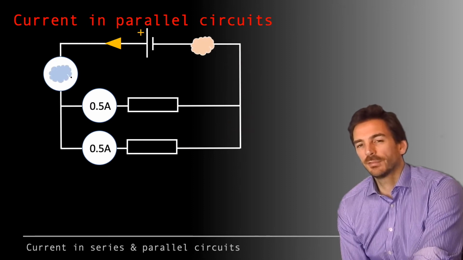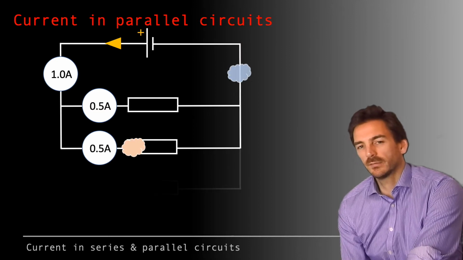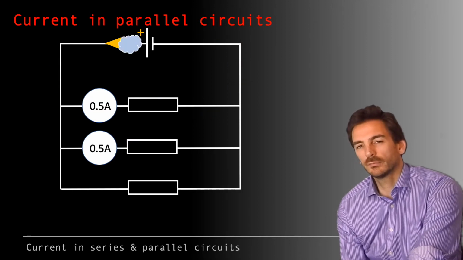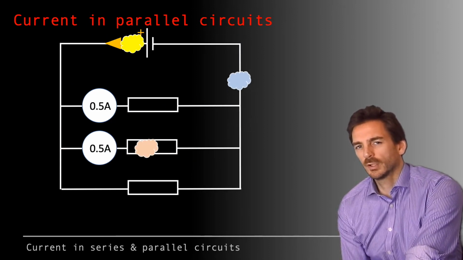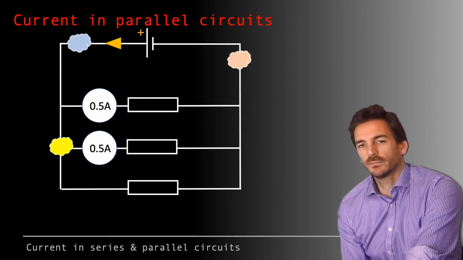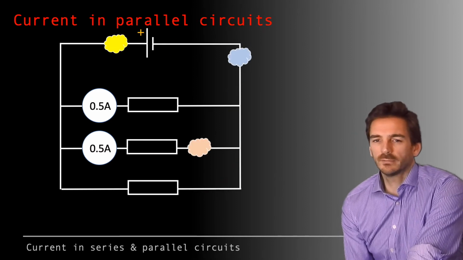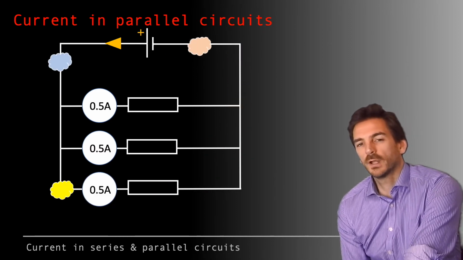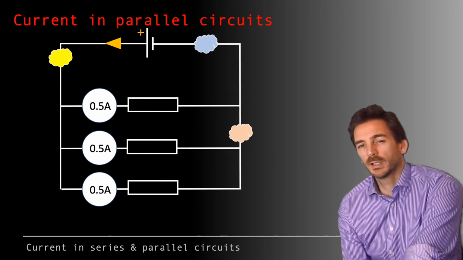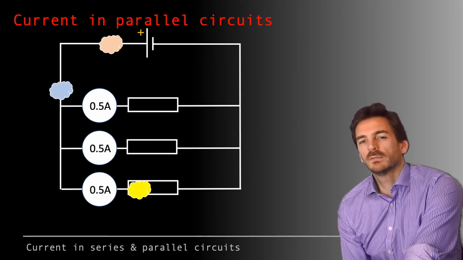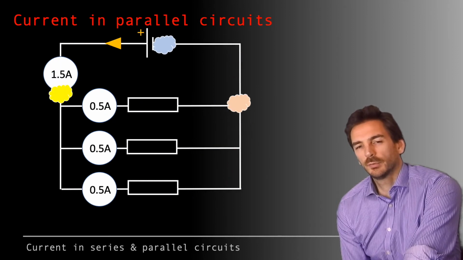Let's think about adding a third identical resistor though. So if we add a third identical resistor in parallel, we've still got those two that are doing what they were doing before. But now we need to think of this third coulomb. So we've got a yellow coulomb, and that yellow coulomb is going to flow through that bottom resistor. And because that bottom resistor is identical, that means that it's got a current of 0.5 amps flowing through it as well. So let's think about the current that's being delivered by the power supply. It's 0.5 and 0.5 and 0.5. It's 1.5 amps in total that power supply is pushing around that circuit.